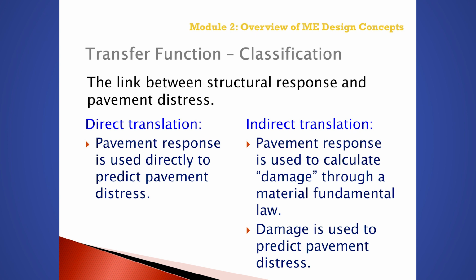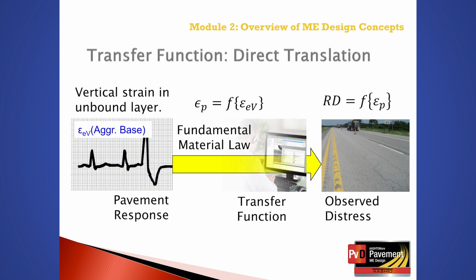There are two types of classifications of the transfer function: a direct translation and an indirect translation. The direct translation simply means the critical pavement response is used directly to predict pavement distress through the fundamental material law. The indirect translation means the critical pavement response is used to calculate damage through the fundamental material law, and the resulting damage then is used to predict pavement distress. The transfer function for the direct translation is simply the relationship between pavement response and distress.